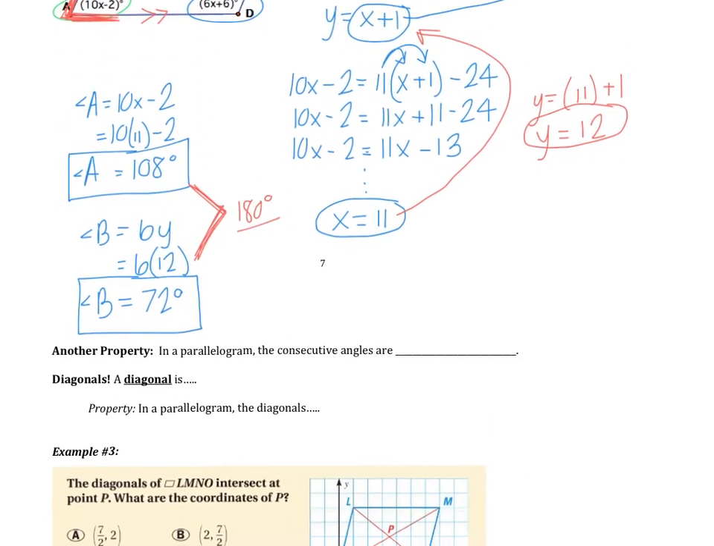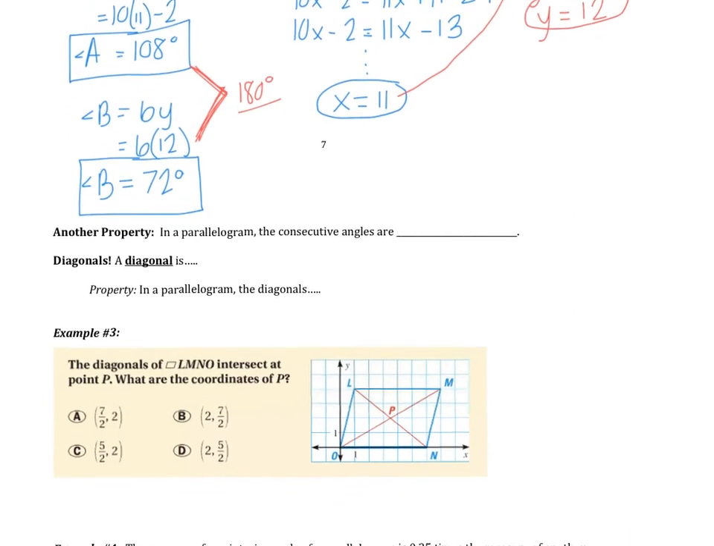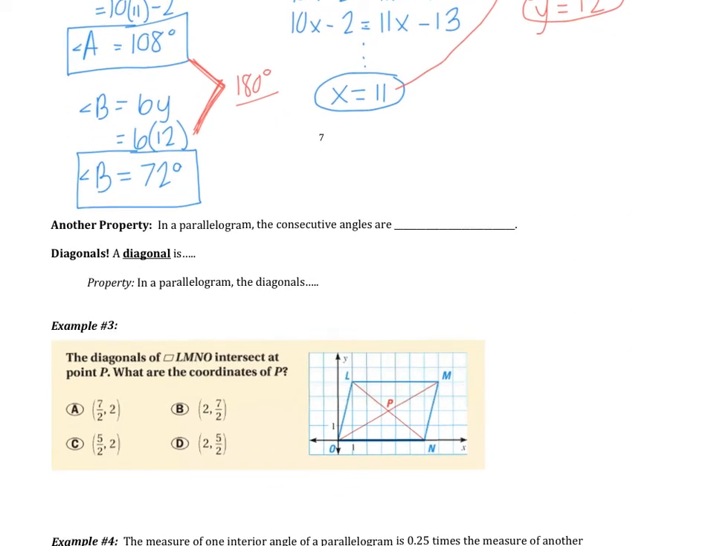So as we keep going, another property: in a parallelogram, the consecutive angles are, very exciting, supplementary, like I just said. And we know that's true because they're consecutive interior angles of two parallel lines.